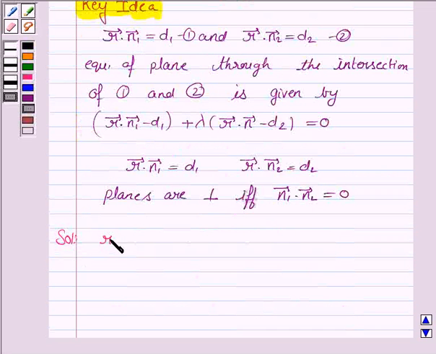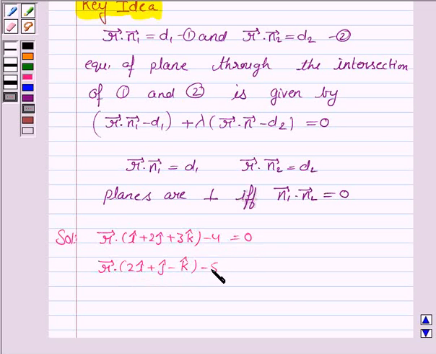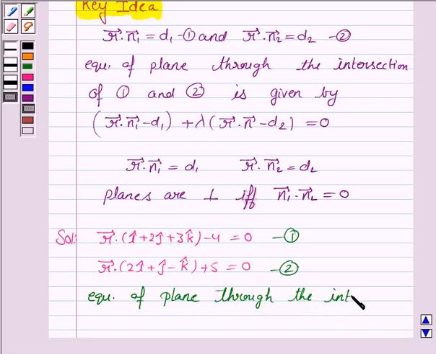The two given planes are vector r dot (i cap plus 2 j cap plus 3 k cap) minus 4 is equal to 0 and vector r dot (2 i cap plus j cap minus k cap) plus 5 is equal to 0. Let's call this as 1 and this as 2. Now we have to find the equation of plane through the intersection of 1 and 2.